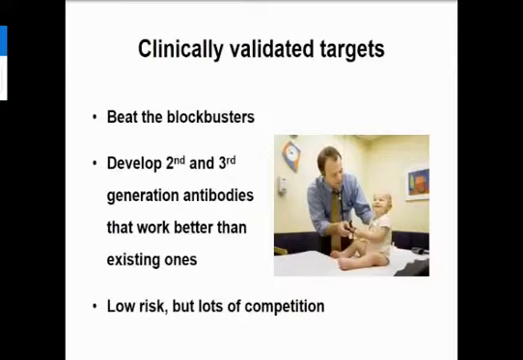Anyway, the idea of taking clinically validated targets is you want to beat the blockbusters. So those 5 big blockbusters I told you about, well, you could try and make an even better antibody that targets TNF, for example. So develop 2nd or 3rd generation antibodies that work better than those that are already in the clinic. So this has low risk because you're almost certainly going to be able to make antibodies that do target what you want, and they'll probably have some sort of therapeutic effect. But there's lots of competition. You've got to somehow make an antibody that works better than the existing ones, which can be pretty difficult.